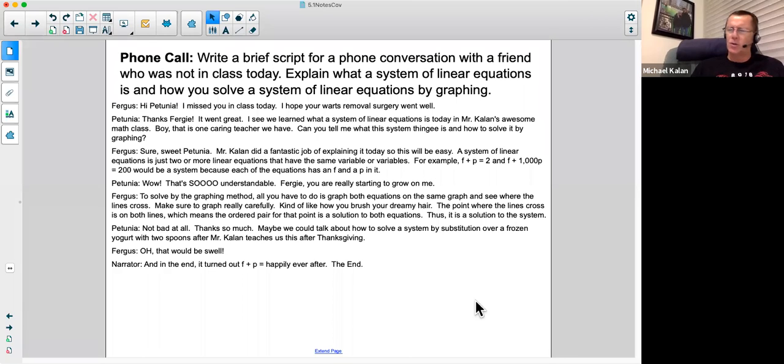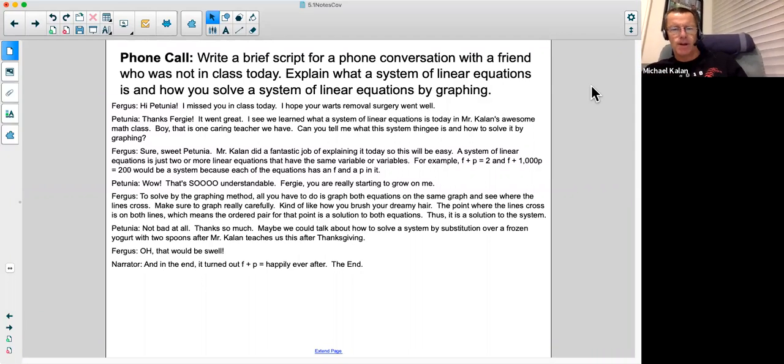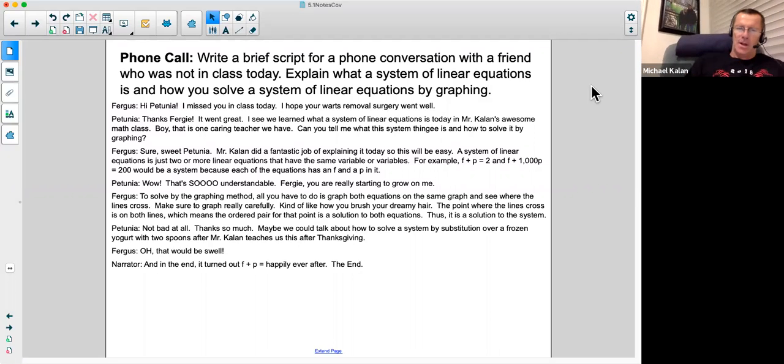A system of linear equations is just two or more linear equations that have the same variable or variables. For example, f plus p equals 2, and f plus 1000p equals 200 would be a system because each of the equations has an f and a p in it, like Fergus and Petunia. Wow, that's so understandable. Fergie, you are really starting to grow on me. To solve by the graphing method, all you have to do is graph both equations on the same graph and see where the lines cross. Make sure to graph really carefully, kind of like how you brush your dreamy hair, Petunia. The point where the lines cross is on both lines, which means the ordered pair for that point is a solution to both equations. Thus, it is a solution to the system.